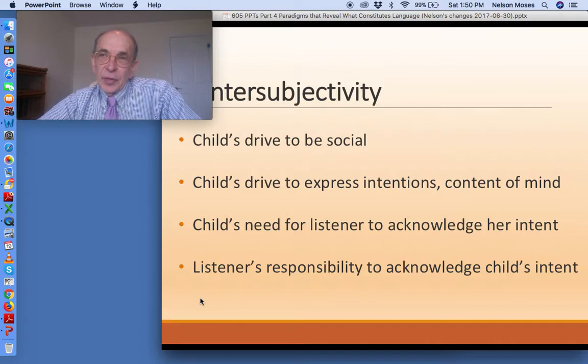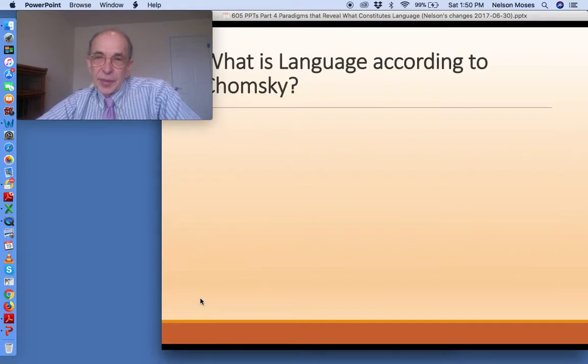And whether it's child or adult, we're looking for the listener to acknowledge our intent always, so that we have a sense of competence. Let's pause here for a moment, and then we'll come back and shift perspective slightly and take language from a slightly alternate point of view, the Chomskyan point of view.